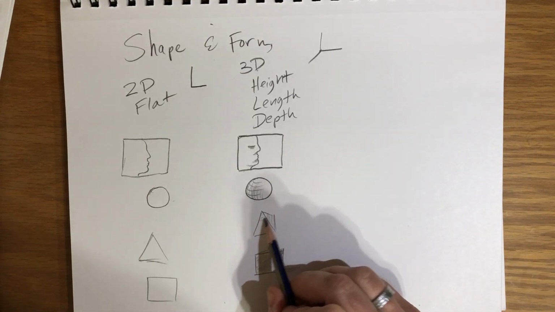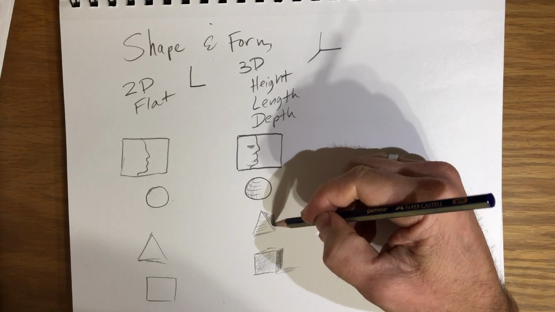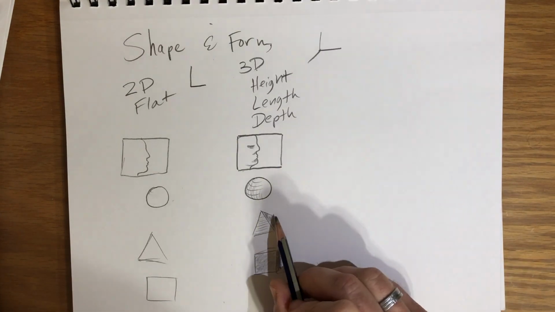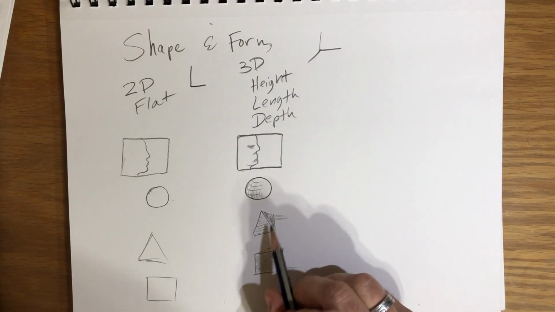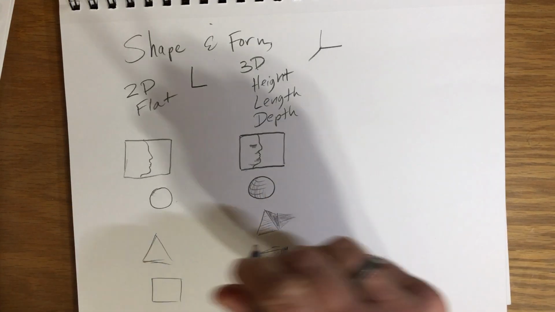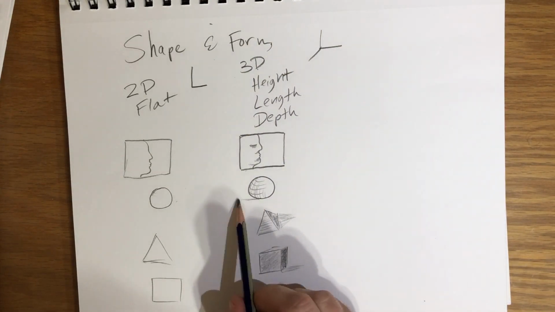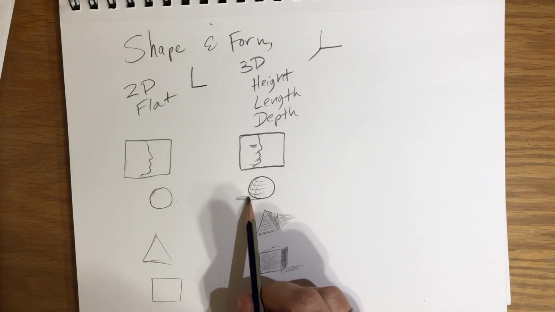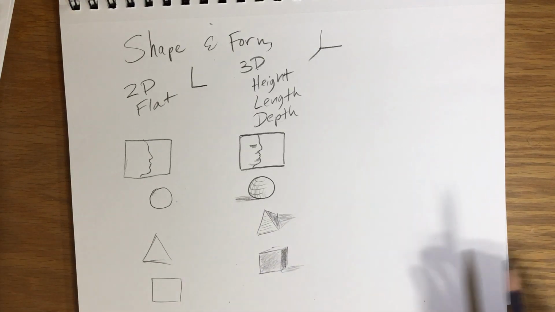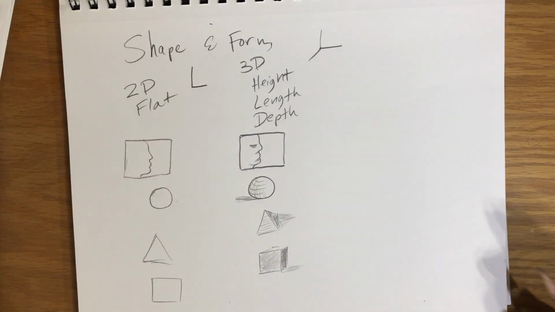Where's the light coming from? Wherever the light is, a shadow will be cast. These, of course, are not from the same point of view. It's kind of looking down, and that's looking from the side. This one, the light's on the other side. Okay, so play with shape and form.